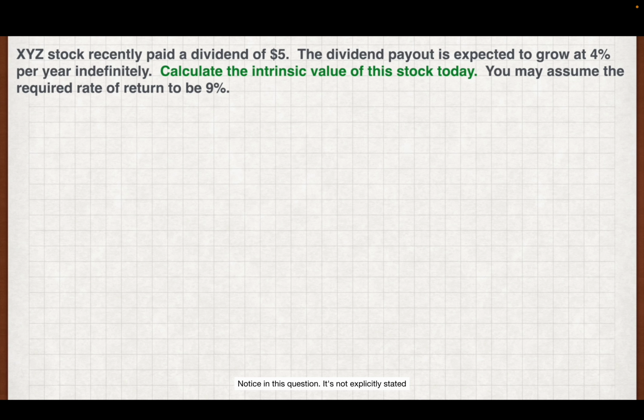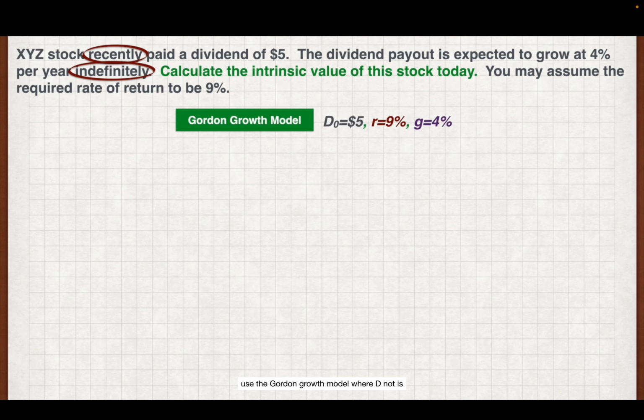Notice in this question, it's not explicitly stated which valuation method you should be using. However, you can infer from clues such as the word recently, which implies that this dividend is D0, and the word indefinitely, which implies that the growth rate is perpetual and constant. So we should use the Gordon Growth Model, where D0 is $5, R is 9%, and G is 4%. Check that R is greater than G, and we can use the Gordon Growth Model.